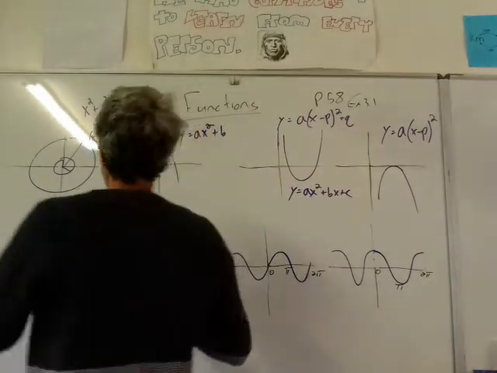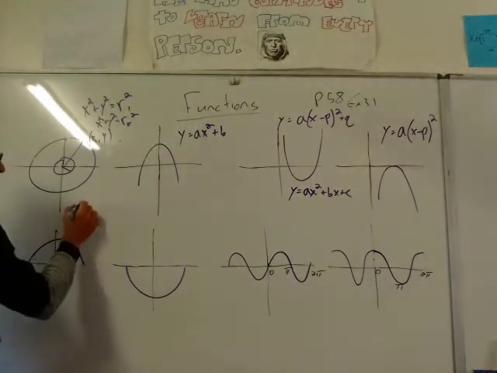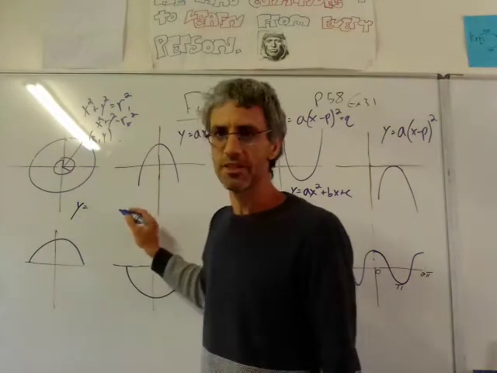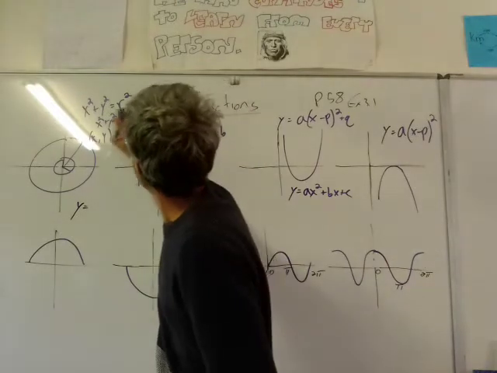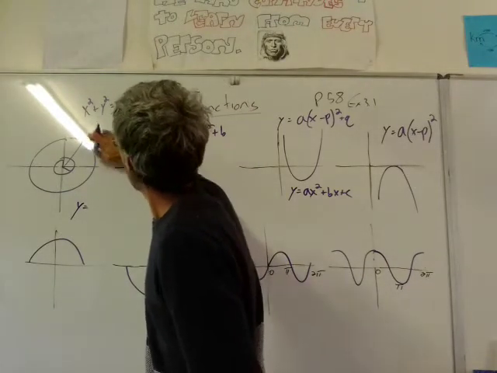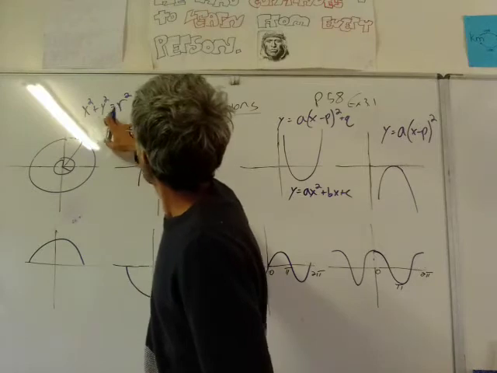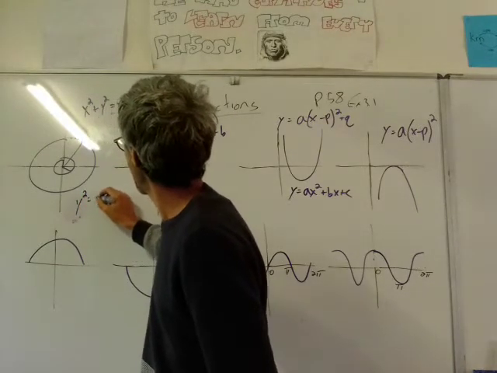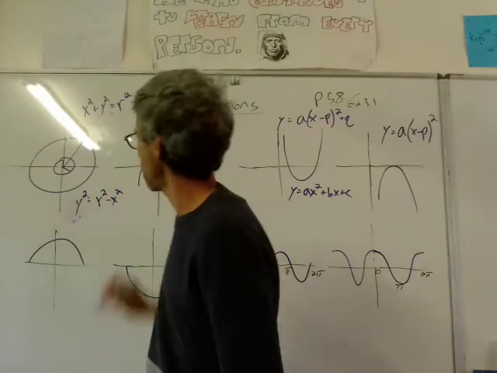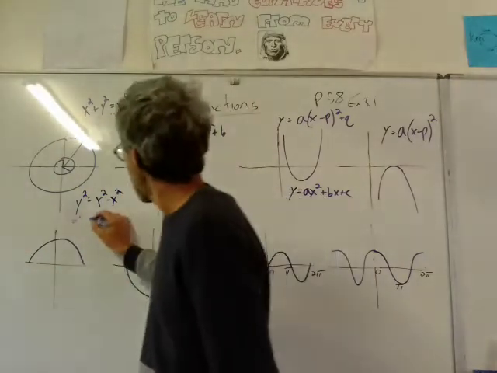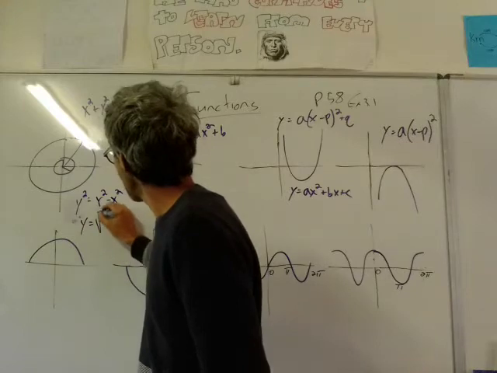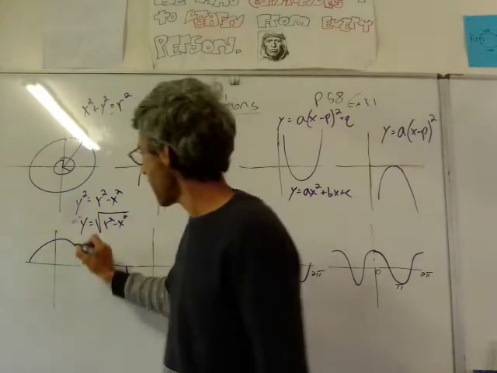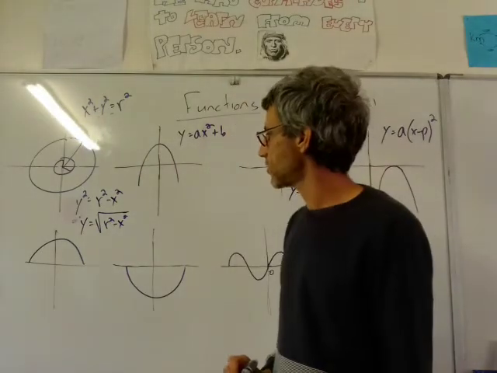Well, when I describe a function, I always want to have y equals something. So how would I do it? Just keep it simple. We're going to move the x to the other side. So we're going to write y squared equals r squared minus x squared. And now we're going to take the square root of both sides. So y is going to be equal to the square root of r squared minus x squared. And that is this one. That's the top part of the circle.